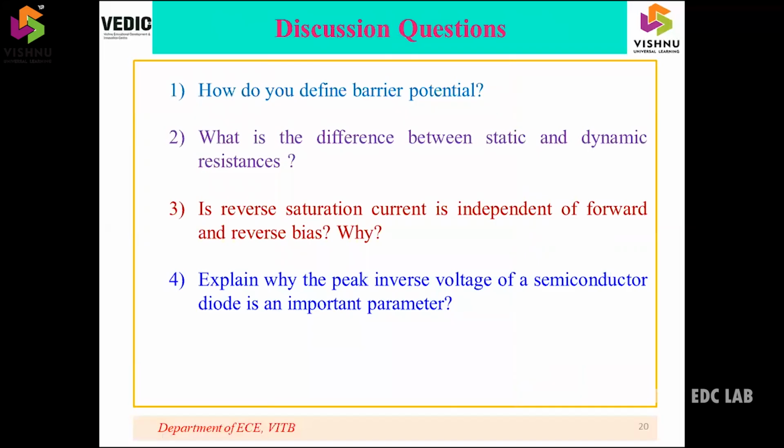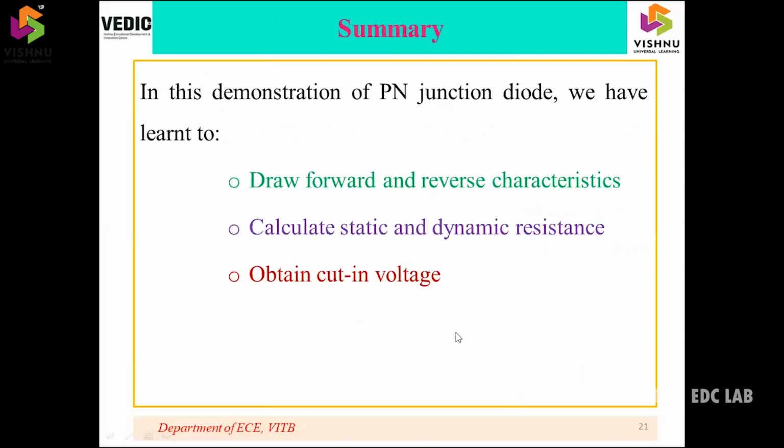These are the discussion questions. How do you define barrier potential? What is the difference between static and dynamic resistance? Is reverse saturation current independent of forward and reverse bias? Why? Explain why the peak inverse voltage of a semiconductor diode is an important parameter.